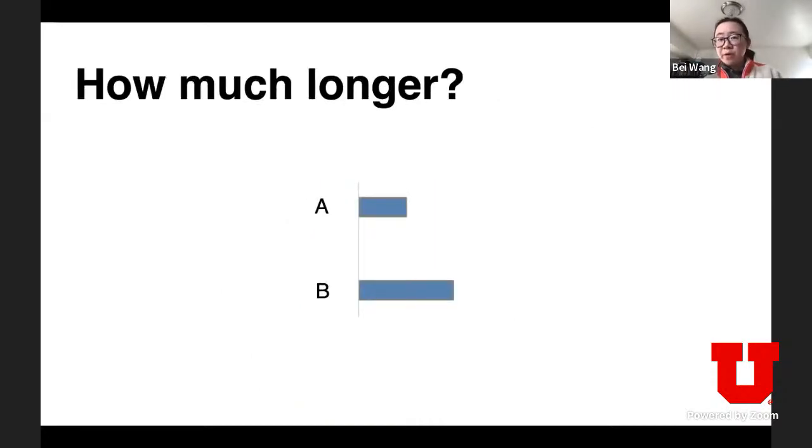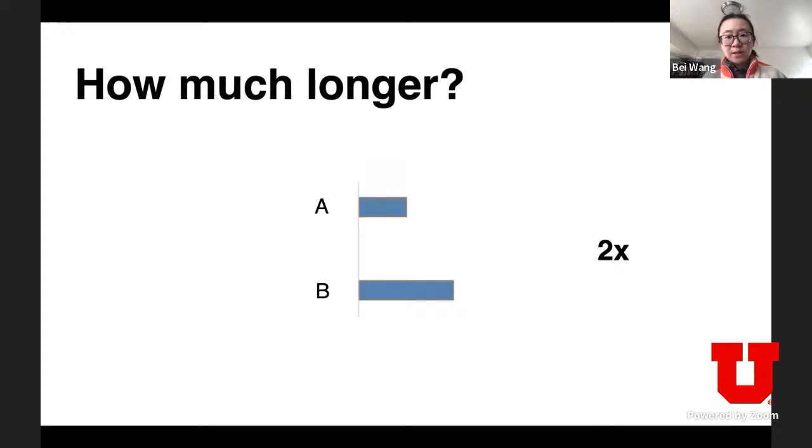So let's do a very quick quiz. If you look at bar A and bar B, how many times is B with respect to A? You can unmute yourself. 1.5 times, twice, 3 times, 4 times. Anyone? Okay, most people say 2 times. Good. The answer is 2 times.